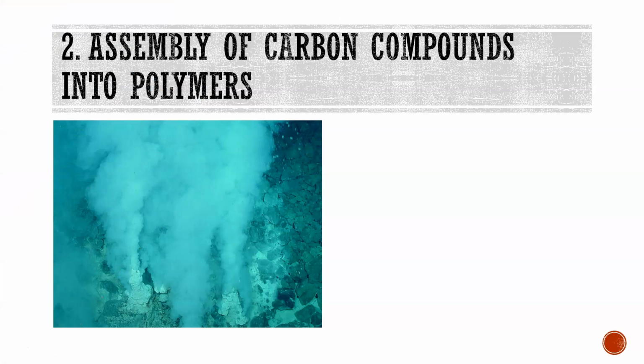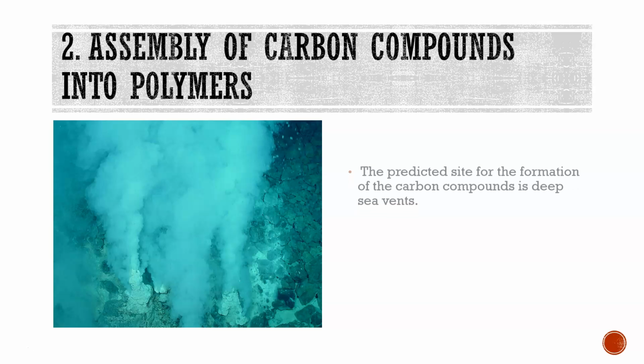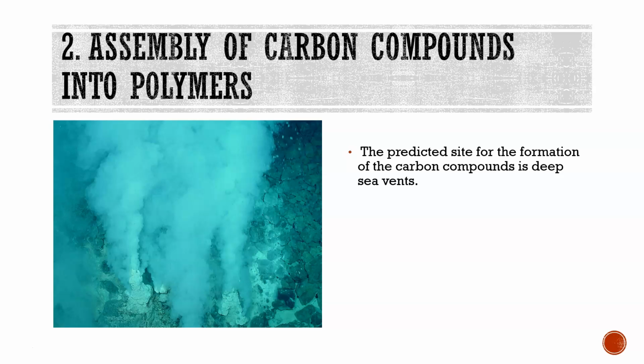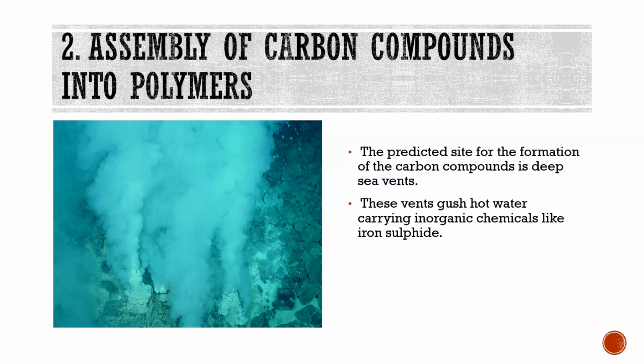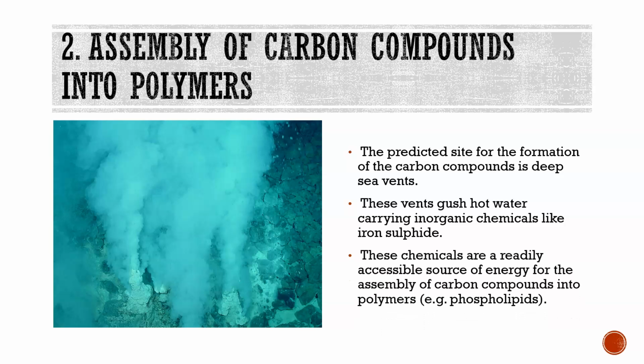Okay, so the next step would be the assembly of carbon compounds into those polymers, so those long chains. So the predicted site for the formation of carbon compounds is deep in sea vents. These vents gush hot water carrying inorganic chemicals like iron sulfide. These chemicals are a readily accessible source of energy for the assembly of the carbon compounds into polymers. For example, our phospholipids that we've looked at in previous units.